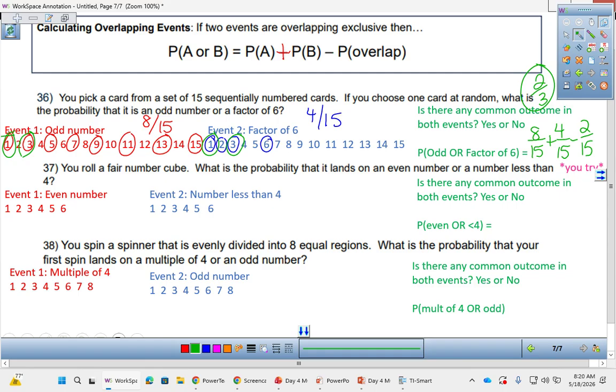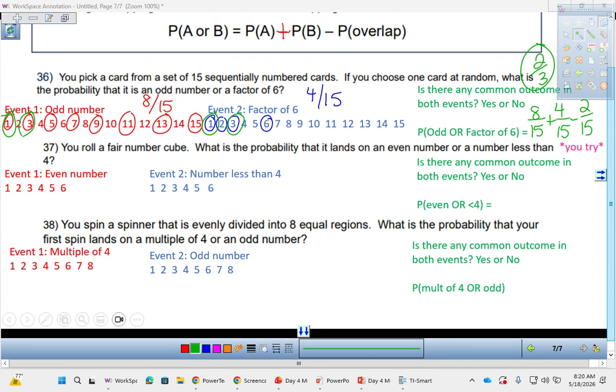All right, you roll a fair number cube. What is the probability that it lands on an even number or a number less than 4? You guys try this one. See if you can do it. So circle the even numbers, make that a probability. Circle the numbers less than 4, make that a probability. And figure out how many numbers you circled twice. Subtract that. And that would be your overlapping probability.